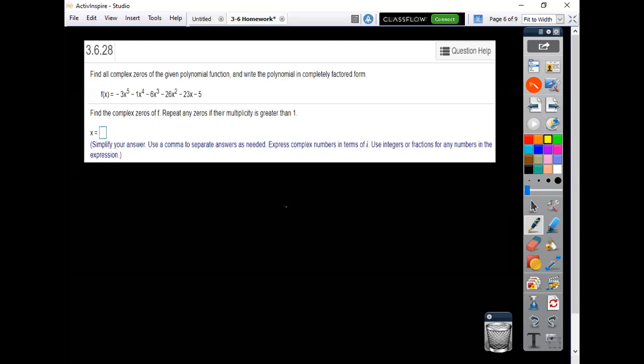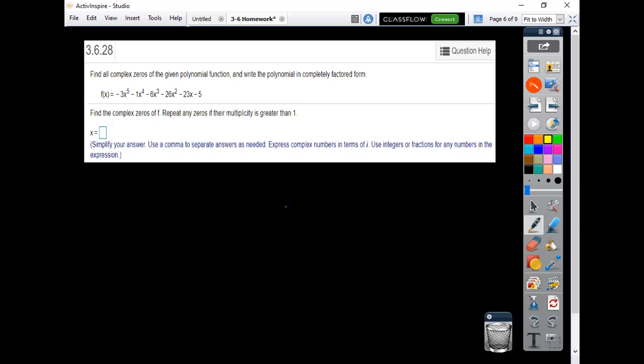All right, 3.6.28, here we go. Same as the last problem. Find all the zeros. Again, you can use the rational root theorem if you want: take all the factors of that last term, divided by all the factors of the leading term, and divide them out by hand until you find the ones that give you remainders of 0.